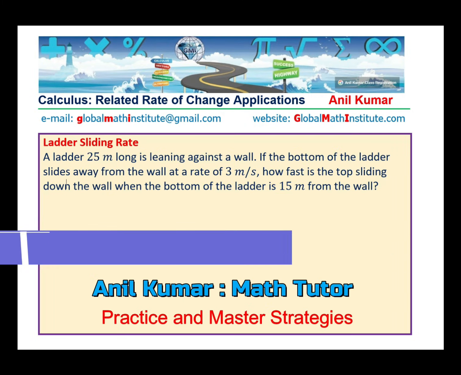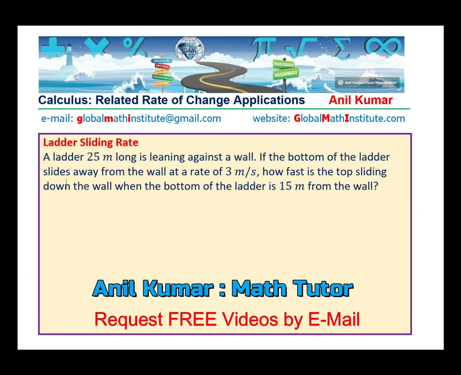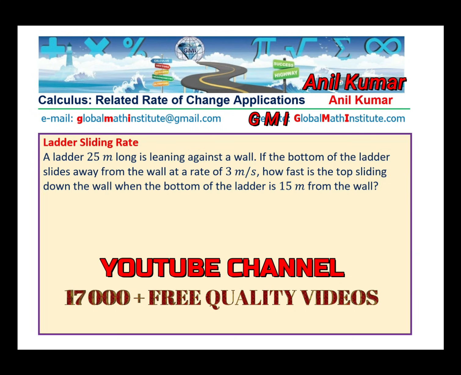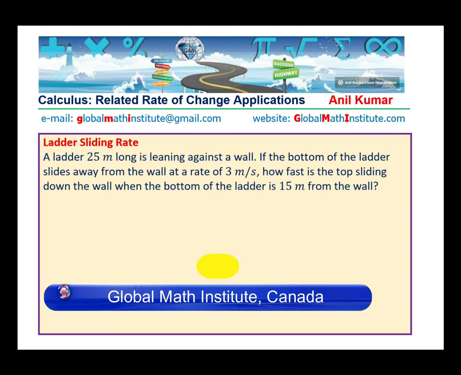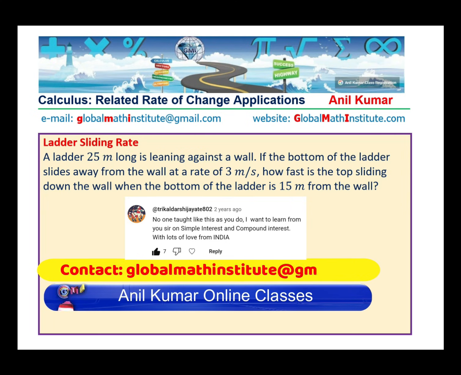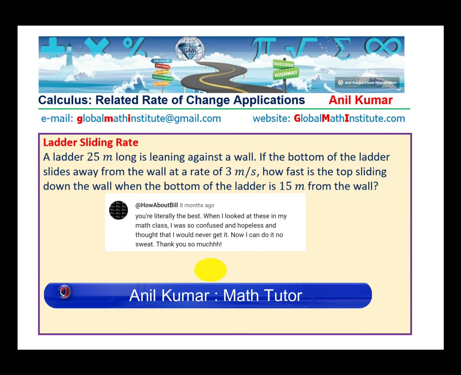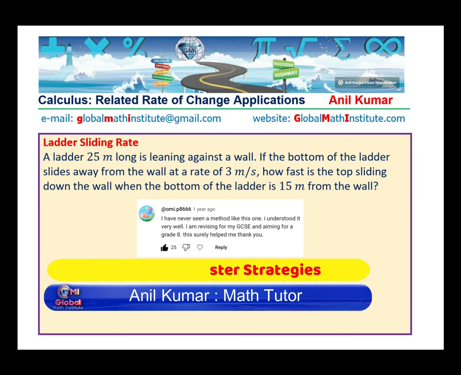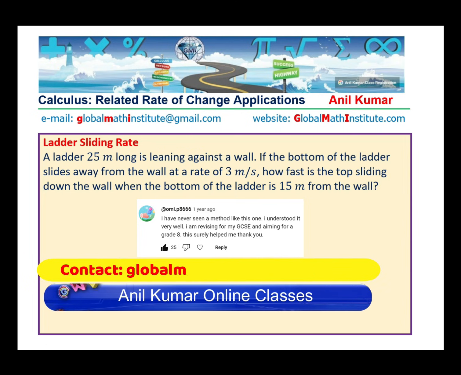In this video, we are discussing a ladder and trying to find the sliding rate related to the dimensions of the ladder. The question here is, a 25-meter-long ladder is leaning against a wall. If the bottom of the ladder slides away from the wall at a rate of 3 meters per second, how fast is the top sliding down the wall when the bottom of the ladder is 15 meters from the wall?